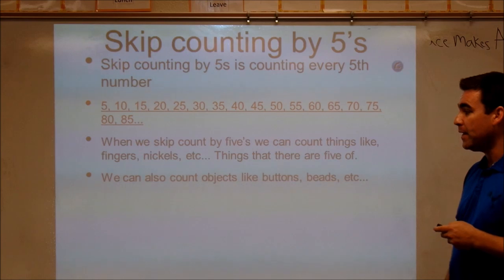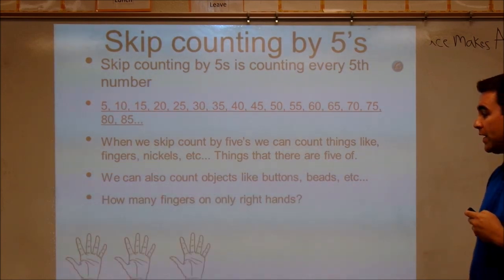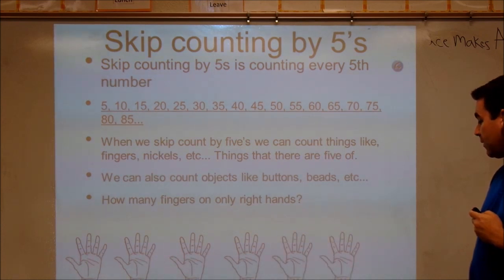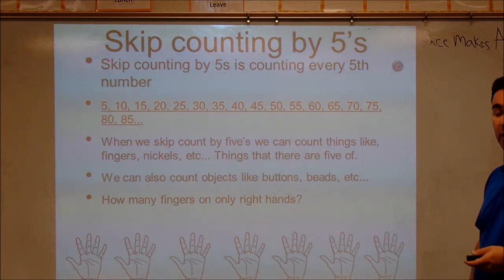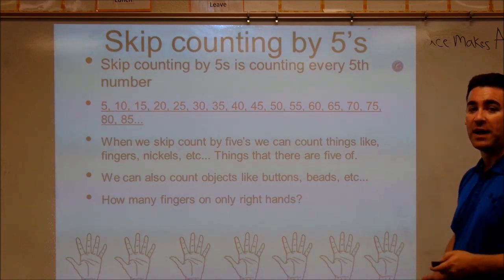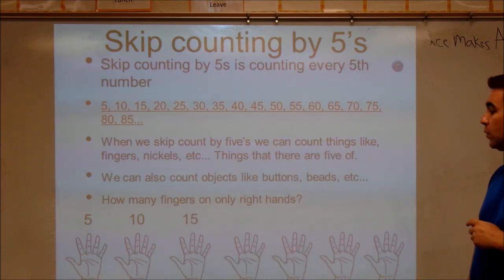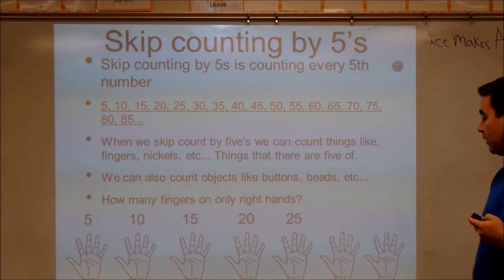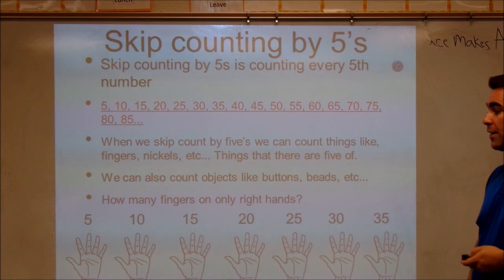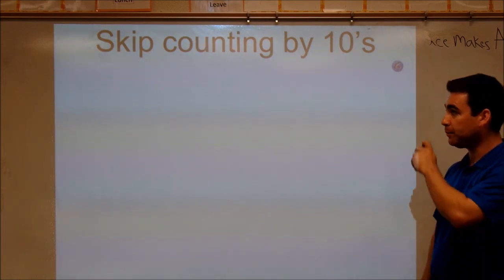So one thing I did as an example, we looked at just one hand, and if I wanted to count how many fingers were up here on my board, it would make sense to count by 5s because each hand had 5 fingers. So we counted 5, 10, 15, 20, 25, 30, 35. So rather than counting 35 individual fingers, we counted them by 5s.